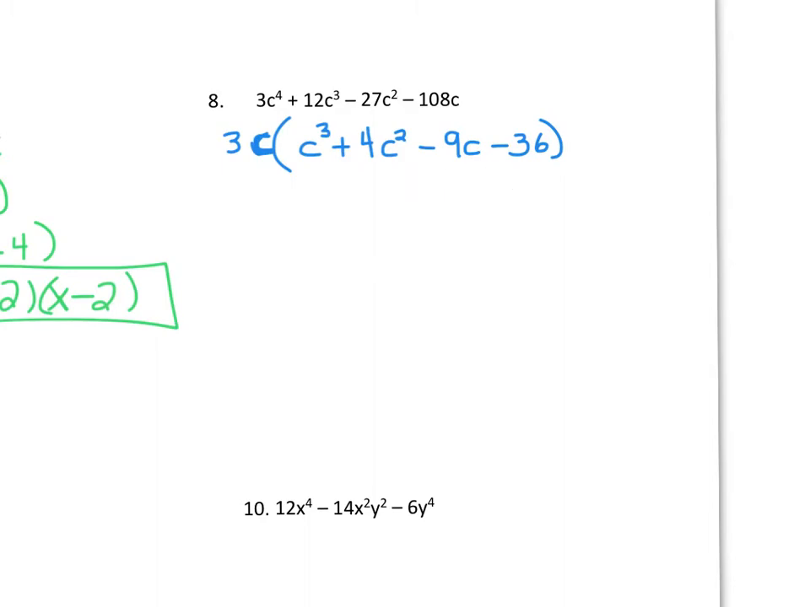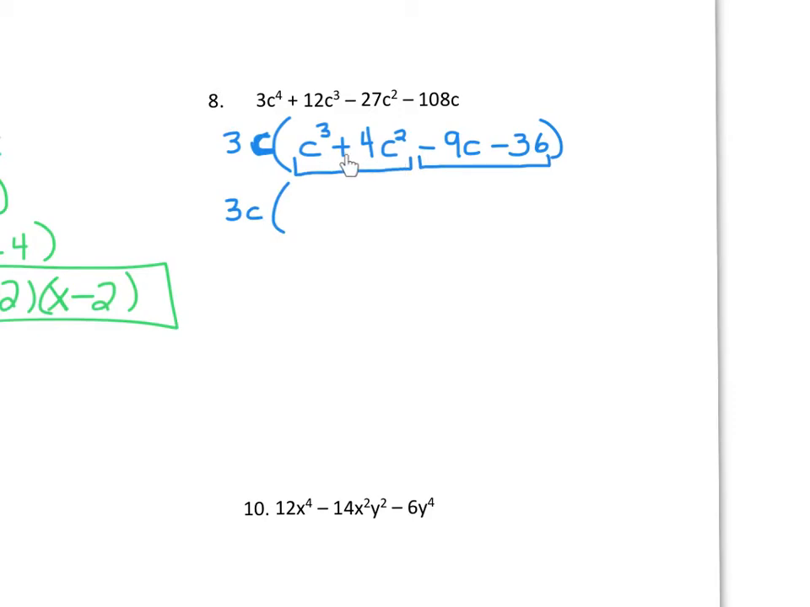Now, remember with grouping, how I like you to do it is I like you to use a little square bracket or just show that you're grouping together the first 2 terms and then show that you're grouping together the next 2 terms. It just helps you to organize what you're looking at. All right, so let me bring this 3c on the outside down, and then I'm going to open a parenthesis. Or if you prefer to use a bracket instead, you can do that.